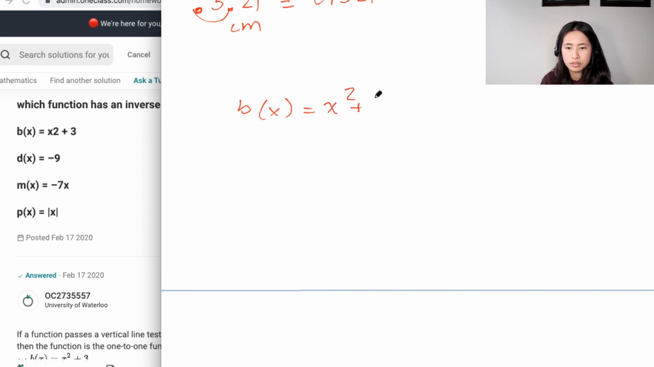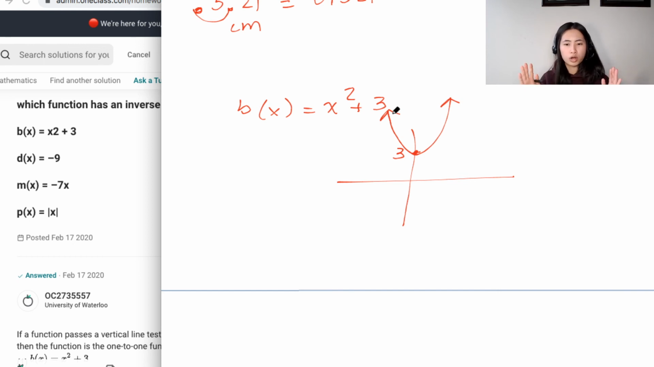So x squared plus 3. In that case, you would have this over here. So this is 3. So you're translating 3 units up, right? That's what the plus 3 is for. And then you're opening upwards because you have a positive leading coefficient, because it's positive x squared.